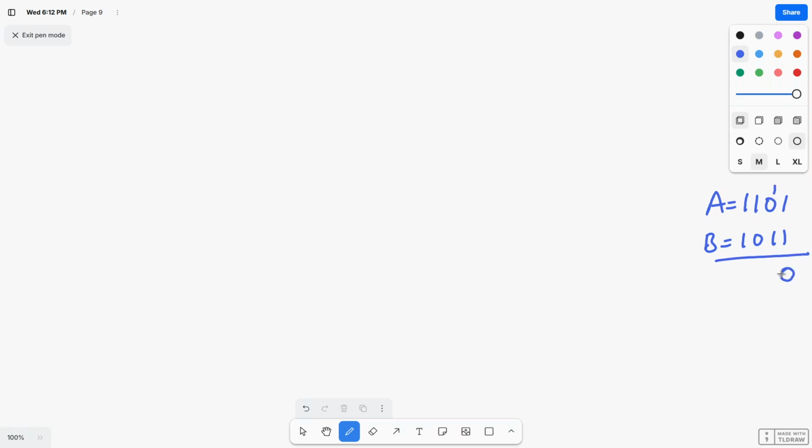0 carry 1. Next, 0 0 carry 1. Next, 1 carry 1, and so on. From this you can say what A1, A2, A3 are. So A1 equal to what? 1101.